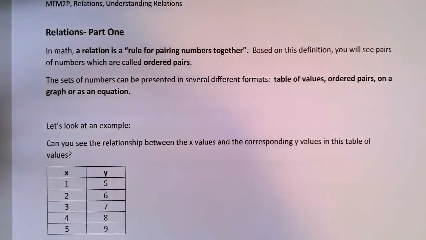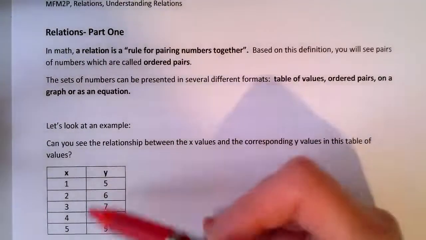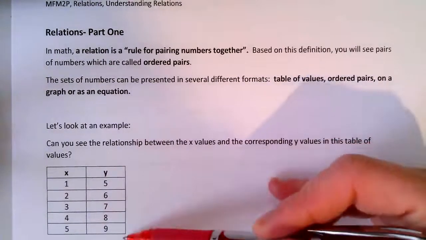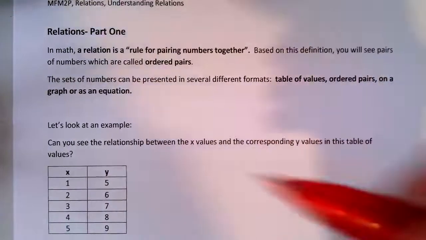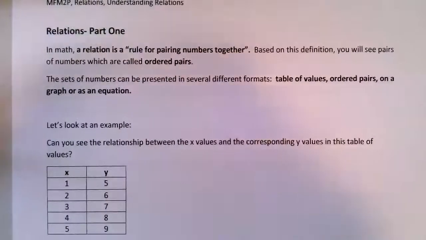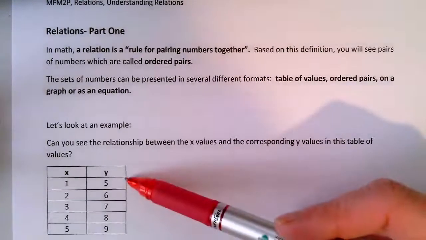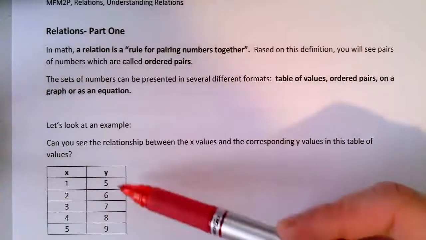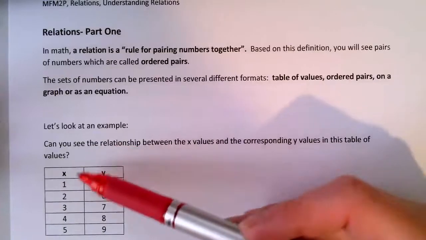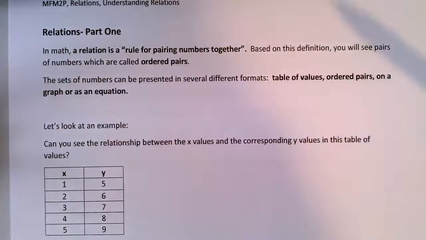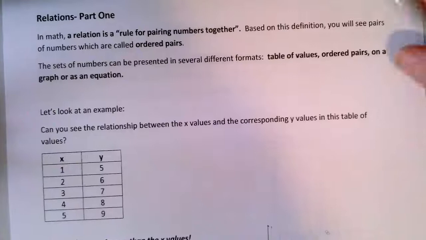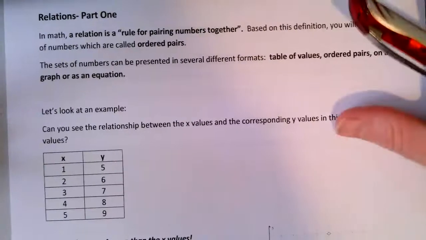Here is a table of values. We have the X column and we have the Y column. These all create ordered pairs. And there is a relationship between the numbers in the X column and the numbers in the Y column. Can you see what that relationship is? The numbers in this column are 4 more than the numbers in the X column. So we summarize that the Y values are 4 more than the X values.